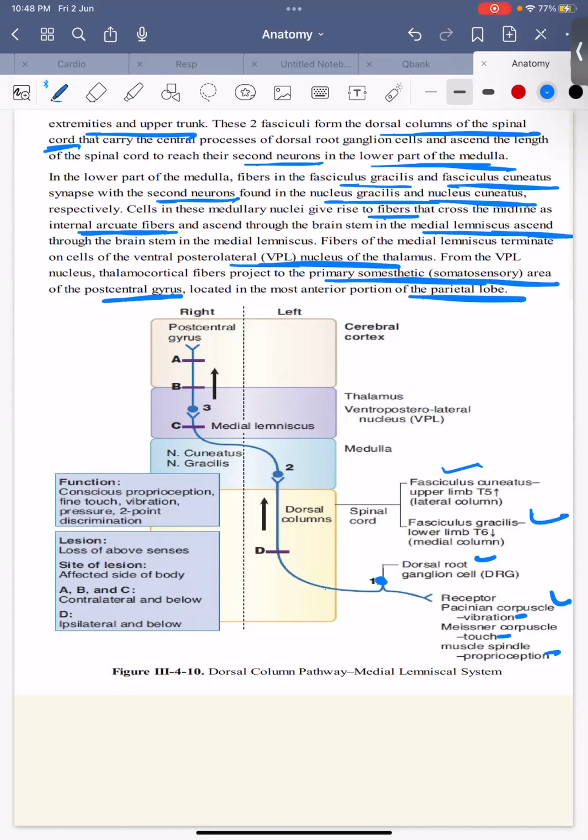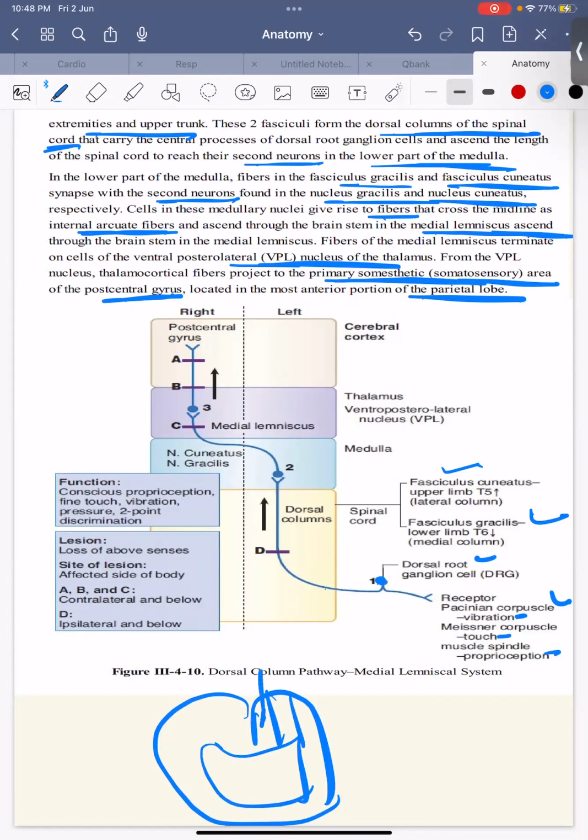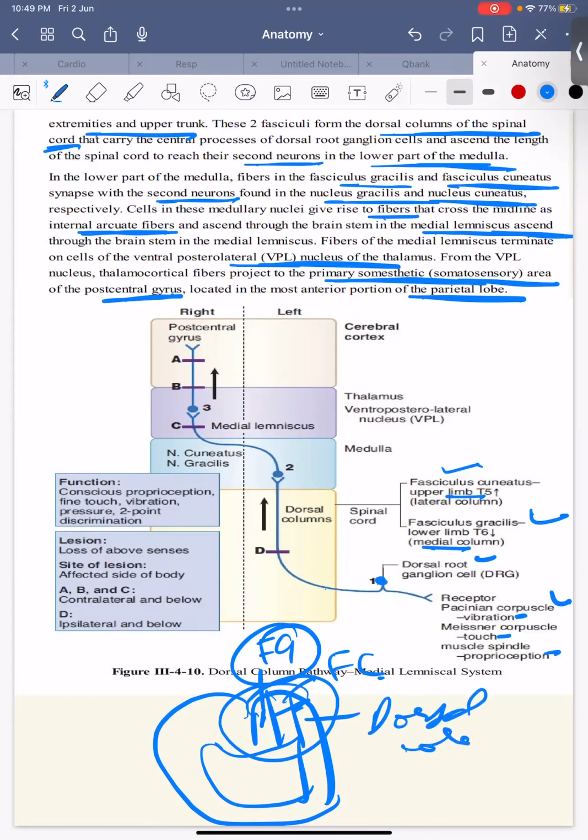We already talked about this; this is the upper part of the spinal cord, an H-shaped structure. Here, the medial part is the fasciculus gracilis, and the lateral part is the fasciculus cuneatus. The fasciculus gracilis carries sensation from the lower limb, below the level of T6, and the fasciculus cuneatus, which is more lateral, carries the upper limb from T5 and above. This is the lateral column, this is the medial column. Together, both of these columns are known as the dorsal column.